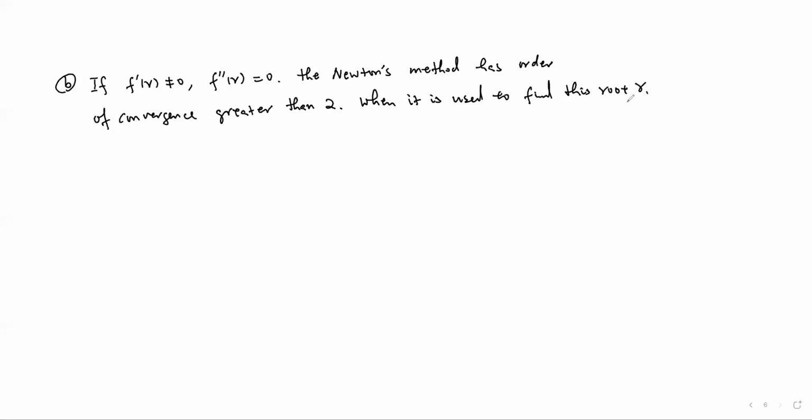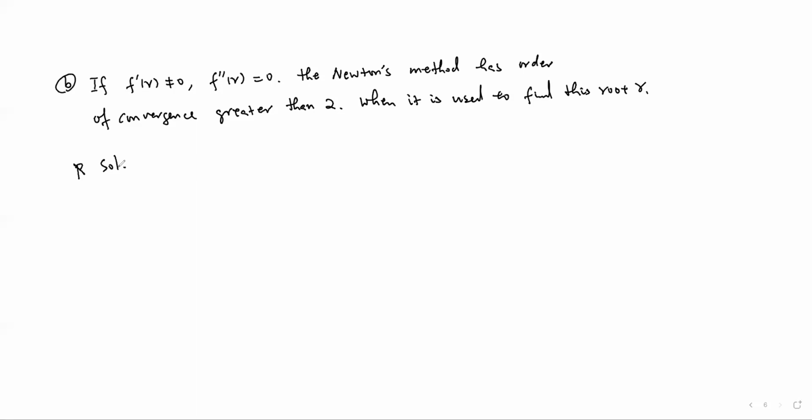To find some other root, I don't know, but to find this root, because at this root little f has these two conditions, then it is guaranteed that if Newton's method converges to this root, how fast? The order is greater than 2. Now, the proof. A solution.